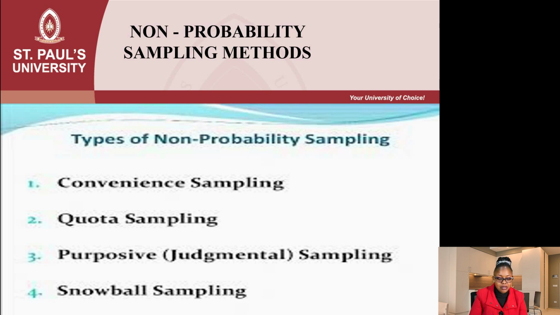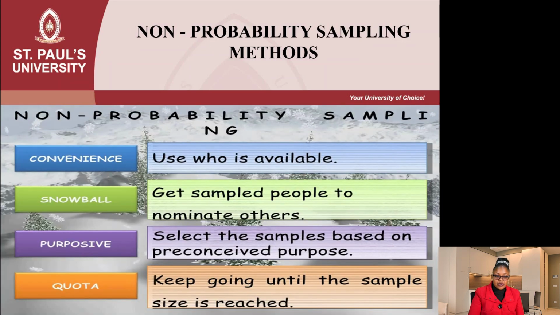So under non-probability sampling, we have four types of non-probability sampling method. The first one is convenience sampling method. The second one is quota sampling method. The third is purposive sampling method or judgmental. And the fourth one is snowball sampling method. Now we are going to go through each one of them for us to understand what non-probability sampling method is.